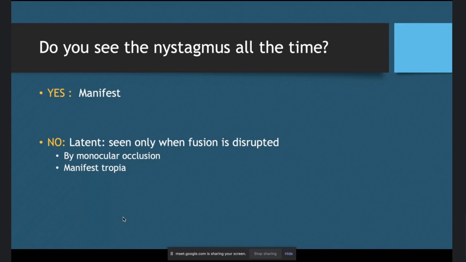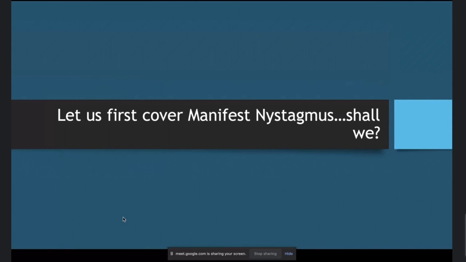And what are the ways in which fusion can be disrupted? You can cover one eye, and fusion will be disrupted. Or if there is a tropia, a squint, you can presume the fusion is disrupted, that there is no fusion. So these are the two conditions where you may see a latent nystagmus. Okay, so let's first cover manifest nystagmus.